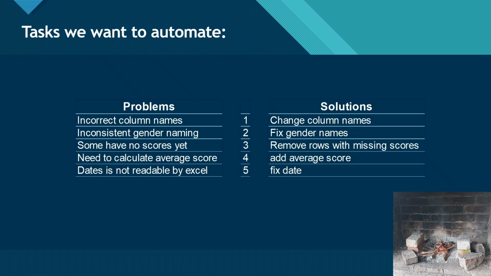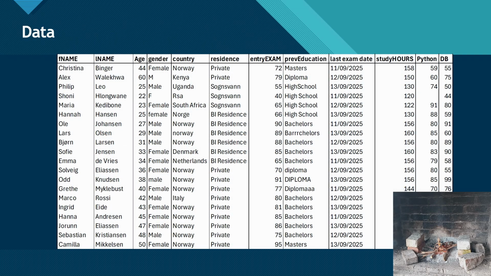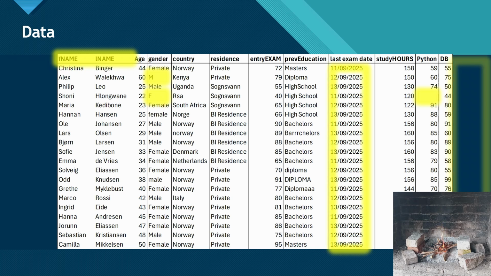Let's have a look at what our data looks like. So in our example, we have these 2 column names that we need to fix. We have these genders that are in the incorrect format, and we have the dates we need to fix. Here are our missing values, and then right at the end we want to add a column.